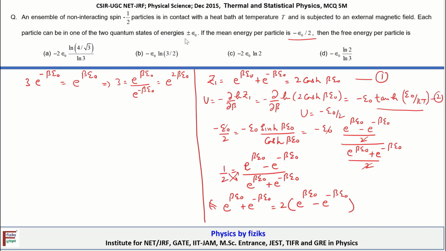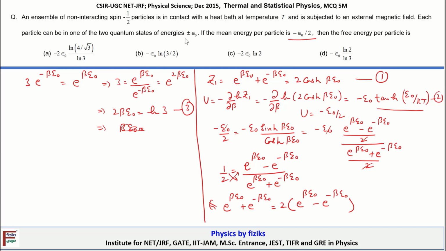From here we obtain an important result: 2βE0 is equal to ln 3. Anyway, we will come back to the other point at a later stage. So 2βE0 equals ln 3. I will call this result 3.